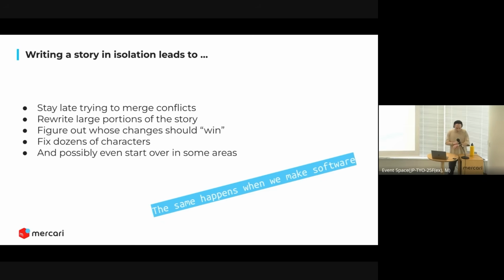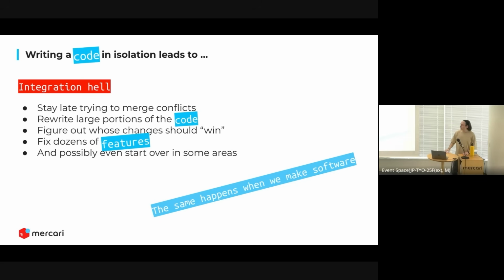It's not surprising that this story can happen when we make software. Same exact thing. We can just replace a few words, story with code. When you write the code in isolation, it leads to rewriting large portions of the code, fixing dozens of features, and staying late trying to merge conflicts. I am pretty sure you have experienced it. If you haven't experienced it, you still have a very good chance to start on the right foot and not go there. We call this situation integration hell.